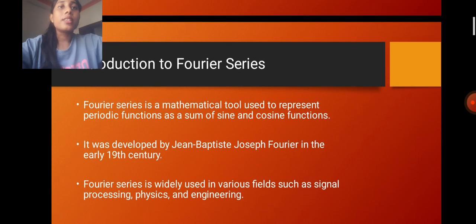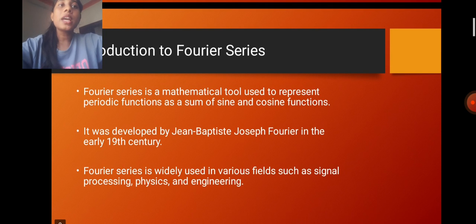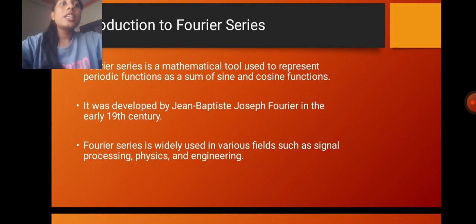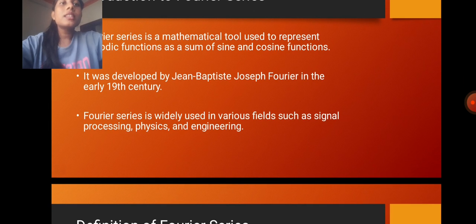Introduction to the Fourier series. The Fourier series is a mathematical tool used to represent a periodic function as a sum of sine and cosine functions. It was developed by Jean-Baptiste Joseph Fourier in the early 19th century. The Fourier series is widely used in various fields such as signal processing, physics, and every engineering field.